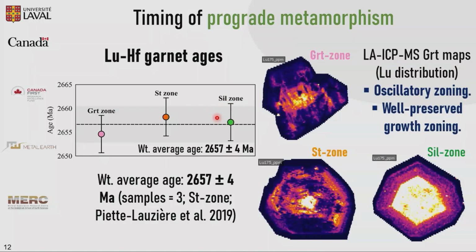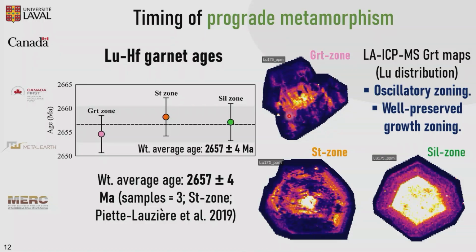Here, we also dated garnet to constrain the time of prograde metamorphism. We have obtained ages of 26, 15, 7 million years across all the metamorphic zones from the garnet, staurolite, and the sillimanite zone, which is compatible with the previously published ages around this 26, 15, 7 million years close to Valdor. And here we have the lutetium maps for the garnet, the staurolite, and the sillimanite zone.